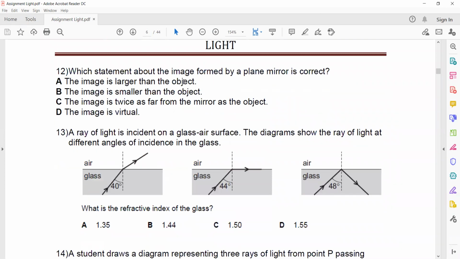Question 12. Which statement about the image formed by a plane mirror is correct? D is the correct answer. The image formed by a plane mirror is virtual or imaginary. It's just an imagination. In reality, it is not there.